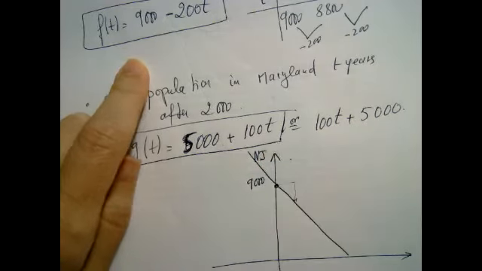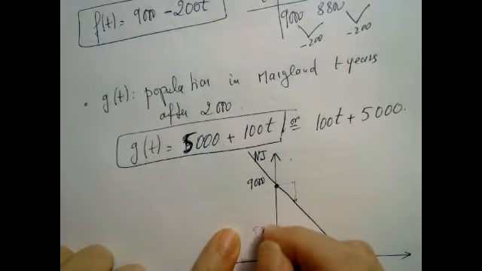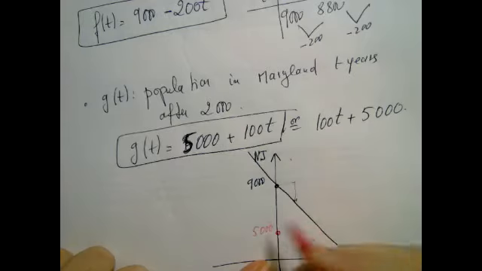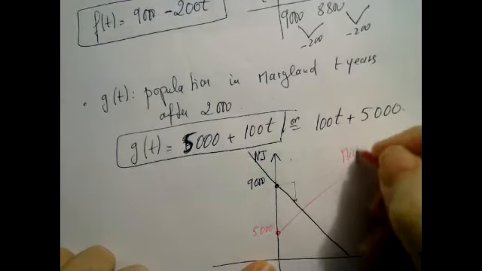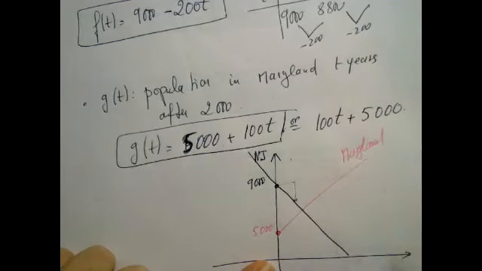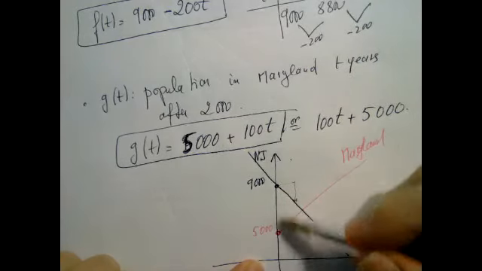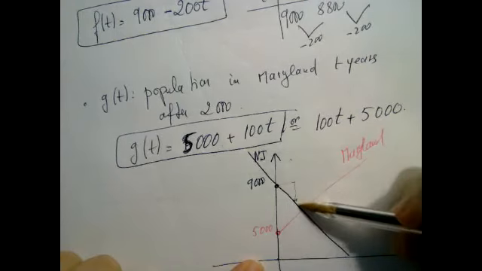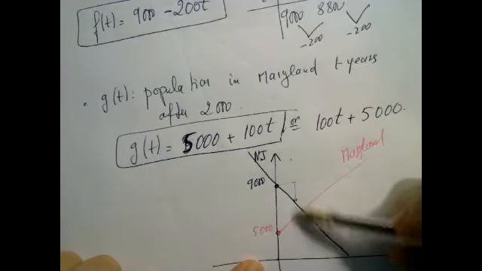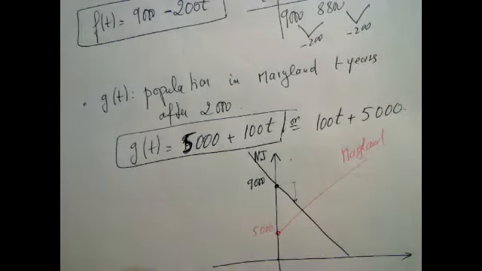So that's New Jersey. Okay. What is Maryland doing? Maryland is starting here at 5,000. But every year it's going up. So that's Maryland. If we look at the graph here, just graphically, of course, we're going to do things algebraically. At the beginning, in 2000, of course, New Jersey had more, but New Jersey kept losing. Maryland kept gaining. At some point, Maryland has more people. And the question is, when does this happen?